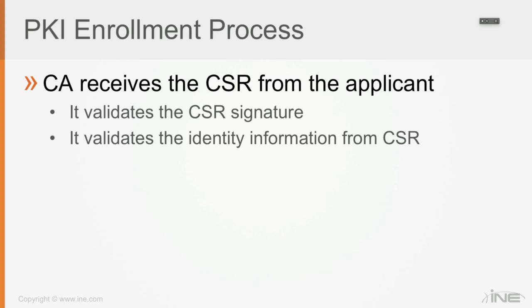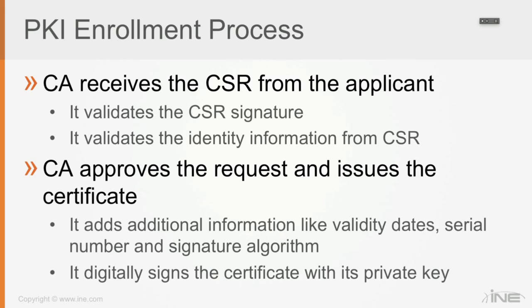Now, in the PKI enrollment process, the CA receives the CSR from the applicant, and as we saw before, it's going to first validate the signature in there using the applicant's public key, which is contained in the CSR. It's going to also validate the identity information from the CSR, and if those are correct, then the CA approves and issues the certificate to the applicant. And of course, as we saw in the X509v3 format, it adds additional information like the validity dates, like how long is that certificate or passport valid, a serial number, the identification number of that document, and the algorithm used to sign the certificate. And of course, the CA signs the certificate with its own private key.